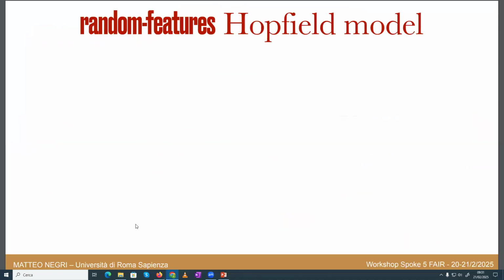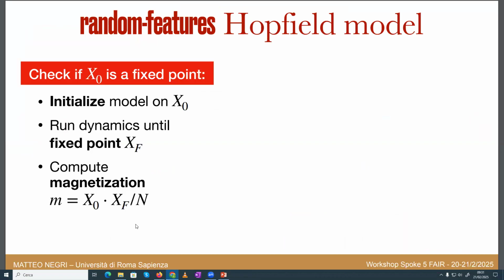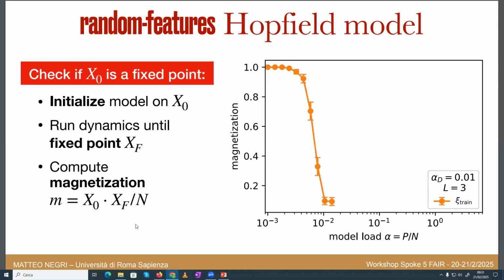Okay. So let's run an experiment. We want to check if a generic configuration x0 is a fixed point. So we initialize the model on x0, we run the dynamics until we reach a fixed point, and then we compute the distance between the initialization and the fixed point. And we call that magnetization, because we know that this quantity corresponds to the analytic quantity that I want to compute with physics. So in this plot, I show on the vertical axis the actual magnetization that we measure, and on the horizontal axis, the ratio P over N. And then I am using a specific value of the ratio alpha_D, which is D over N, and the sparsity L equal to 3. So these examples are sums of 3 features.